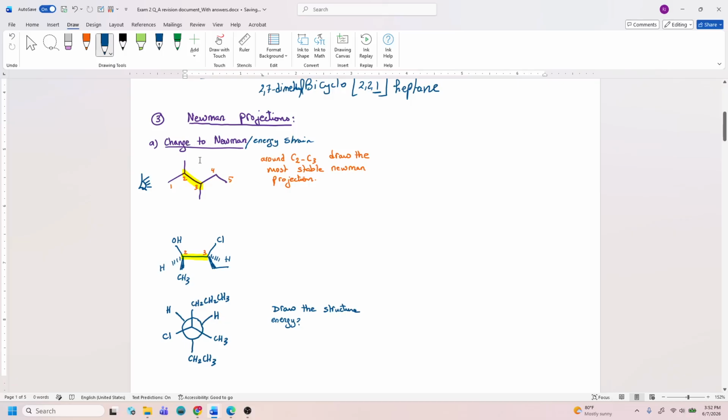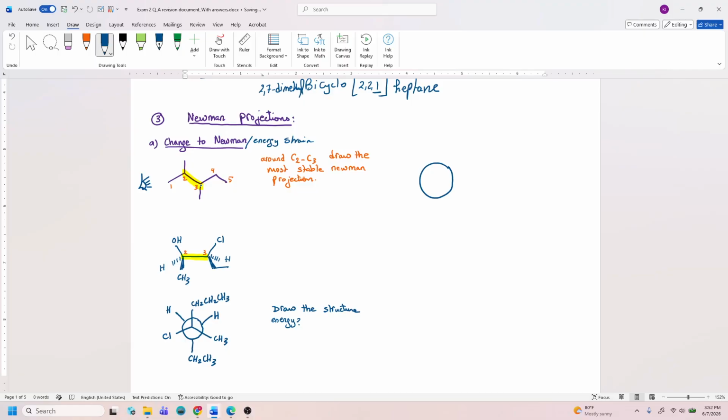So it says to draw the Newman projection, and I need to specify the carbons around that Newman projection. It's between carbons 2 and 3. So what I have here is carbon number 2 and then carbon number 3 in there. So let's go ahead and draw a circle in there. Whenever you want to draw your Newman, you always want to draw the staggered. Don't draw the eclipsed, draw the staggered.